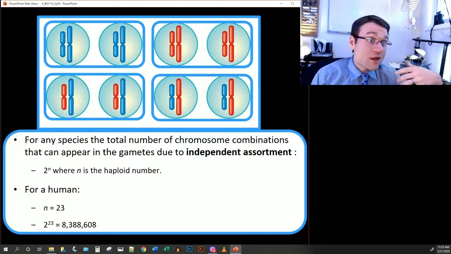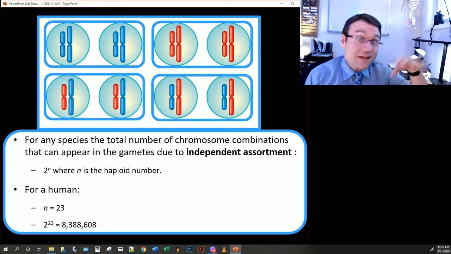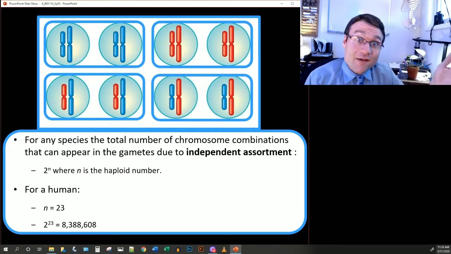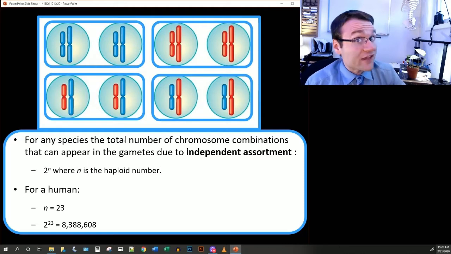You could have 3 of mom's chromosomes show up in one gamete and 20 of dad's, or you could have 5 of dad's and 18 of mom's. You have all these different possible combinations. The more chromosomes you have, the more possibilities there are. Does 8,388,608 not satisfy you for the number of chromosome combinations you could have?